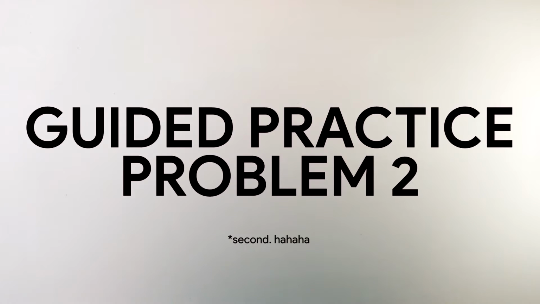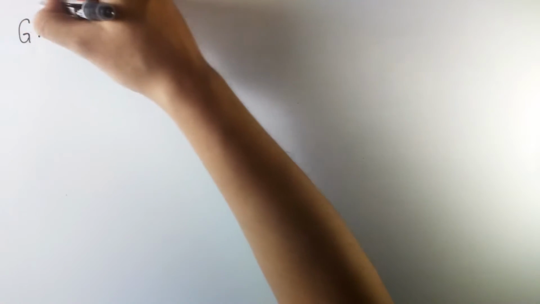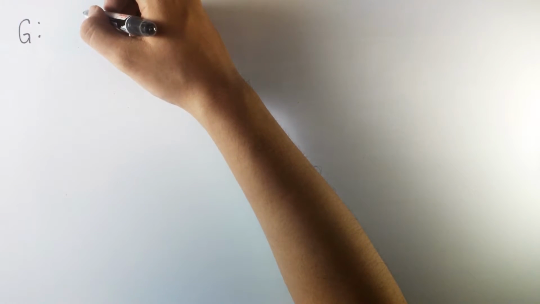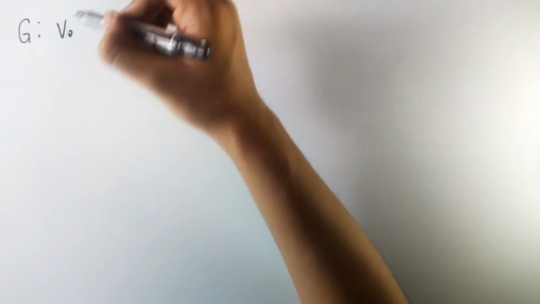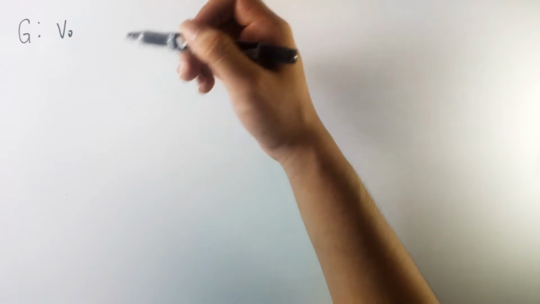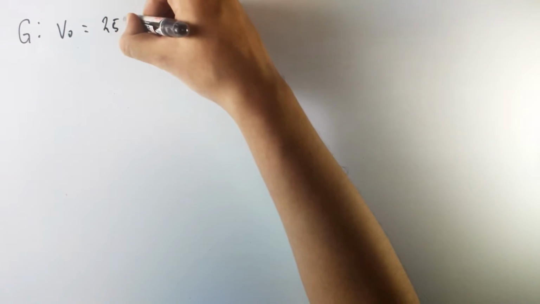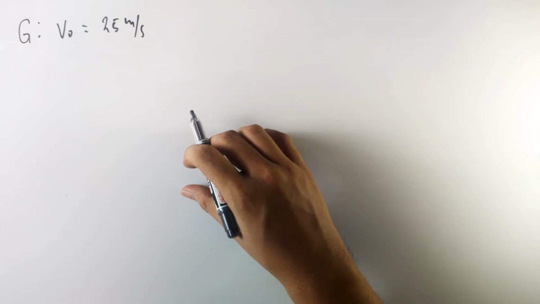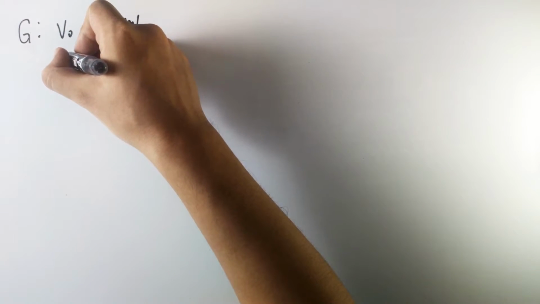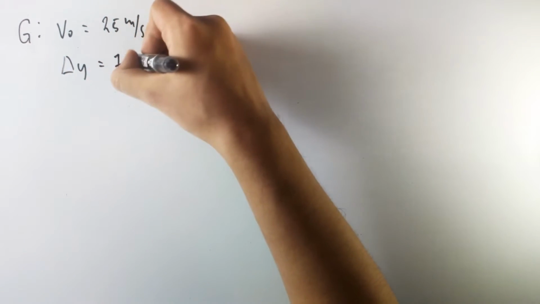Alright, so for the third problem, let's write the given. So the given is we have a velocity. It's thrown vertically with the speed of, so that means it's starting at that speed because that's the speed it's being thrown at. Okay, so that's 25 meters per second. And then we have a height. So the height is 7 meters.